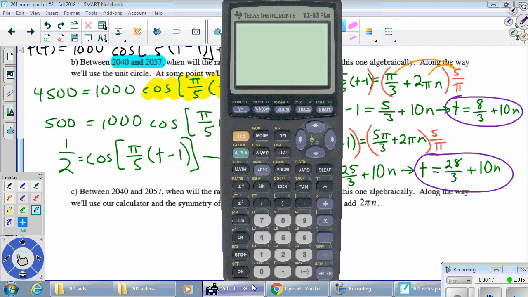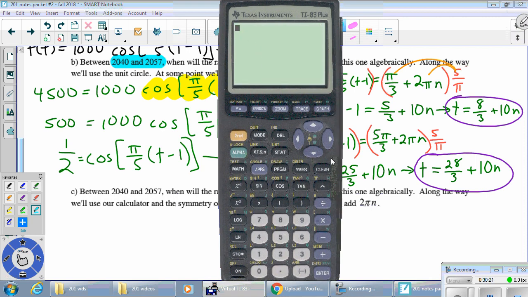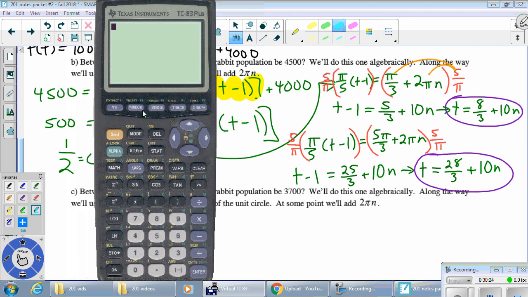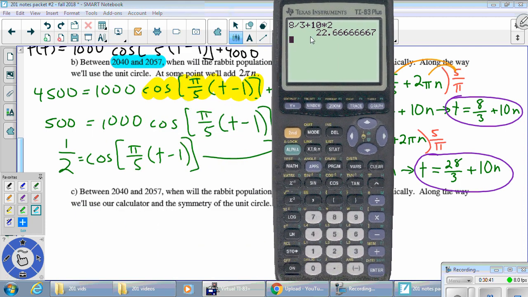So there's a couple of ways to do this. We'll use technology to help us here. Let's start with the 8/3 one. So if I did 8/3 plus 10 times 2, I'm just making up the number 2 for n, then we get 22 and change. That would be 2022 is the year, and that is not between 2040 and 2057.